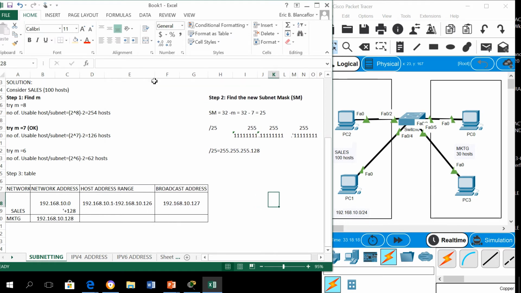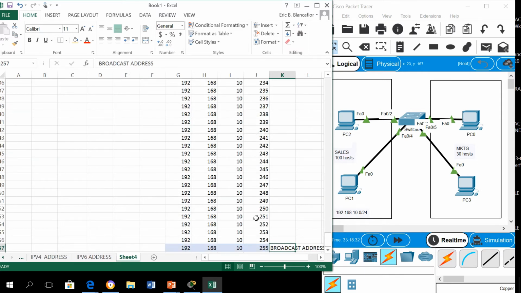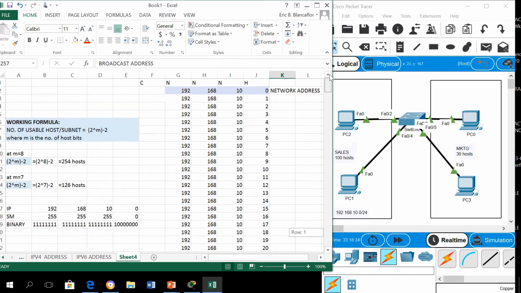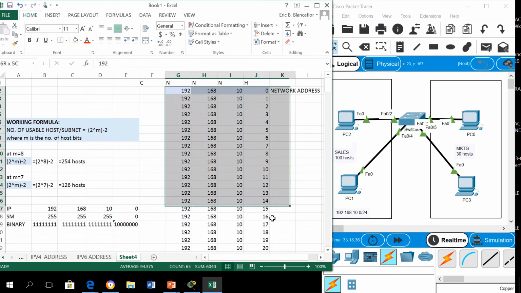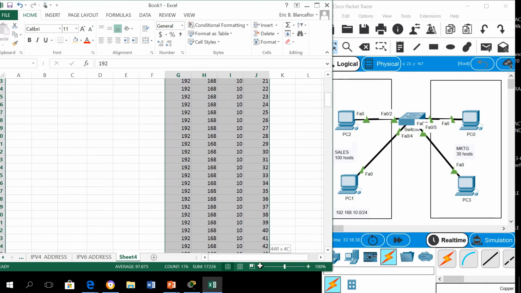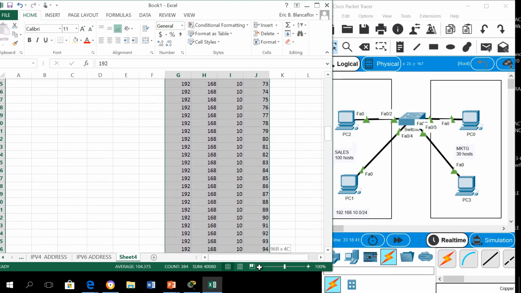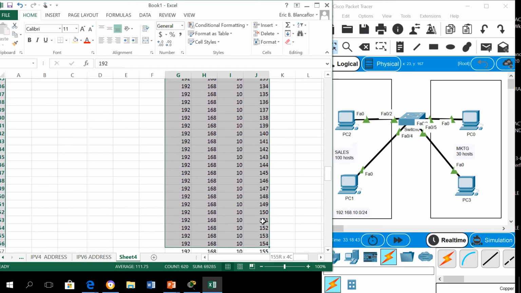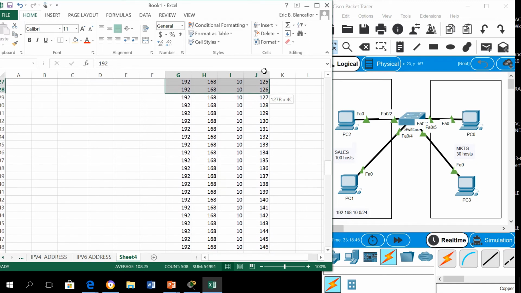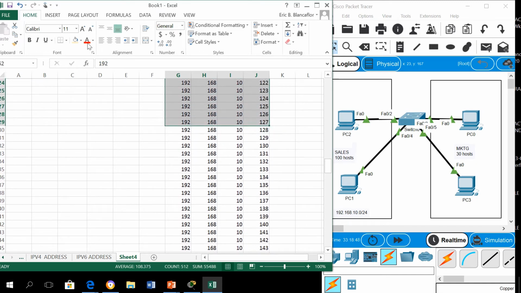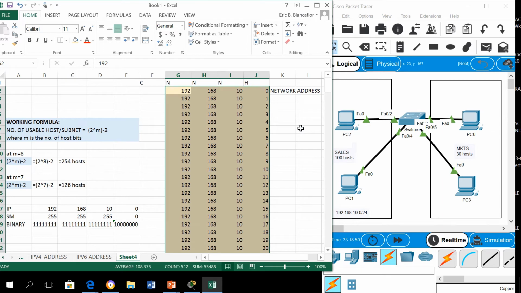Let's go back here. Take note: 0 is the network, 1 to 126 is the host address range, 192.168.10.127 is the broadcast, and marketing is 10.128. So from 10.0 to 127, those are the range of addresses for the sales.